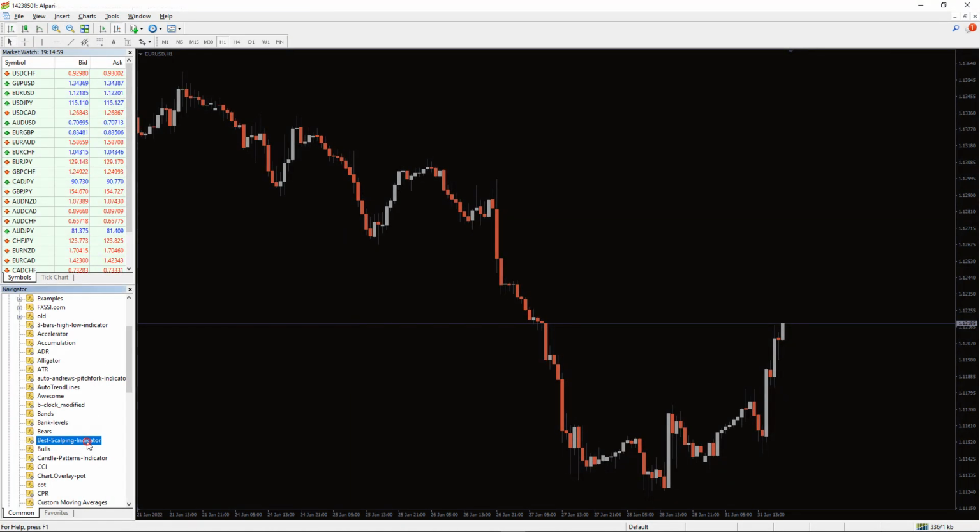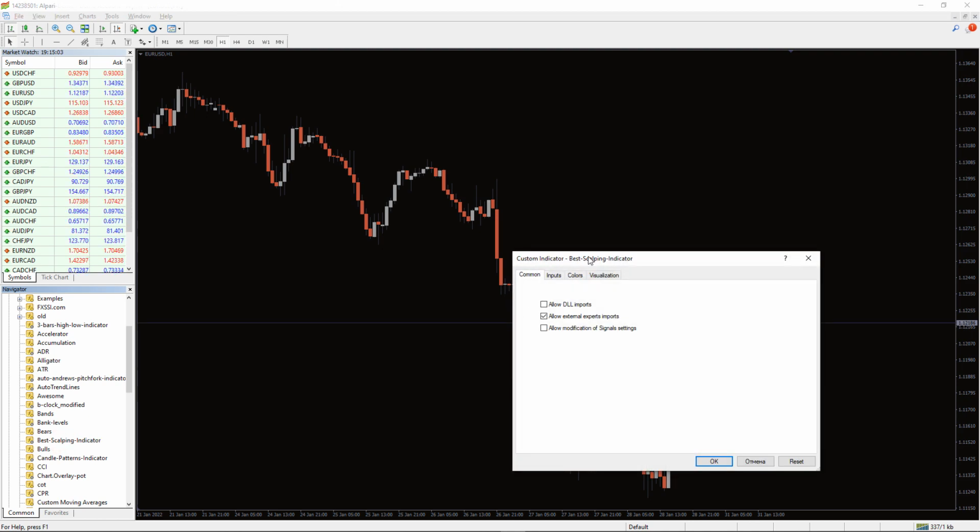To run the indicator, simply drag the best scalping indicator from the indicator list to your MT4 chart. And please, don't forget to click on the allow daily imports in the settings window.